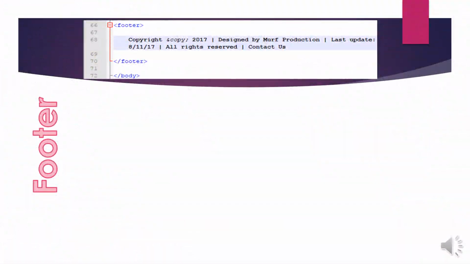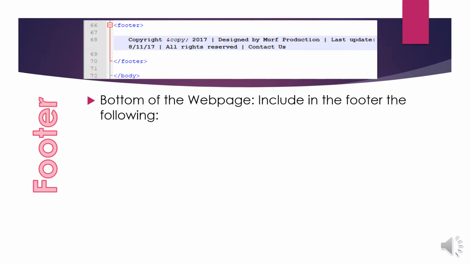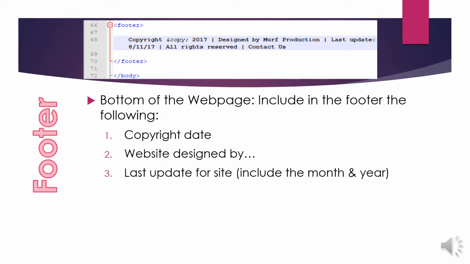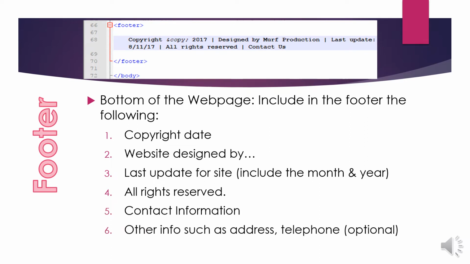The last section is our footer. The opening footer tag follows the closing section tag. It is at the bottom of the web page, and in the footer you should include the copyright date, who designed the website, the last time it was updated, all rights reserved, contact information, and any other thing that you would like to put in, such as an address, phone number. Those are all optional.